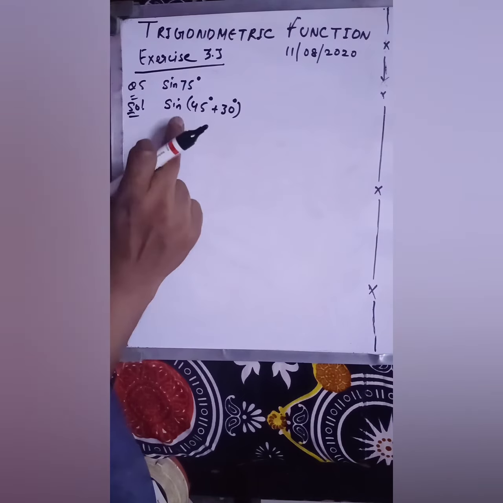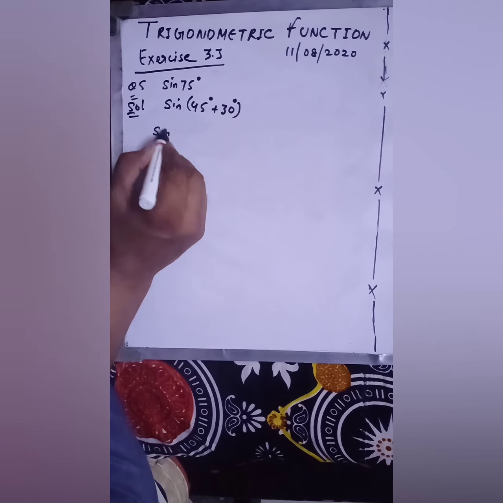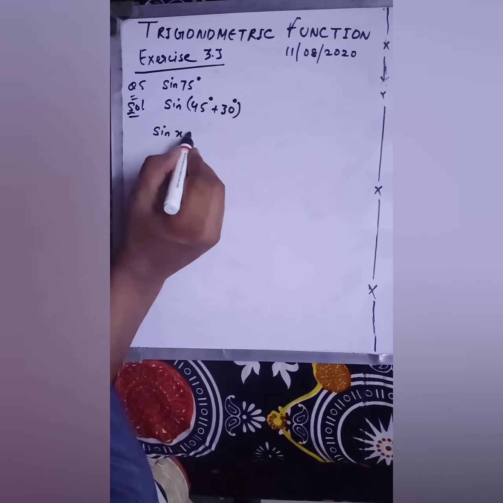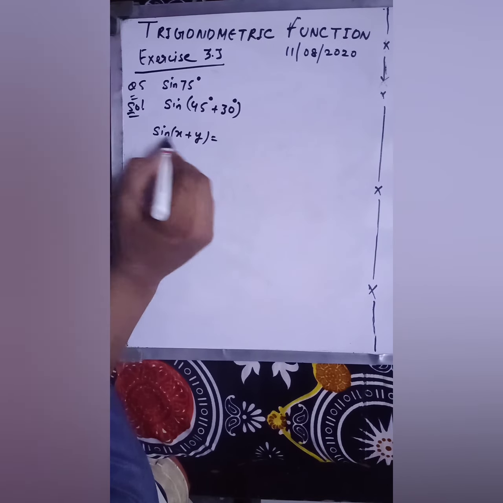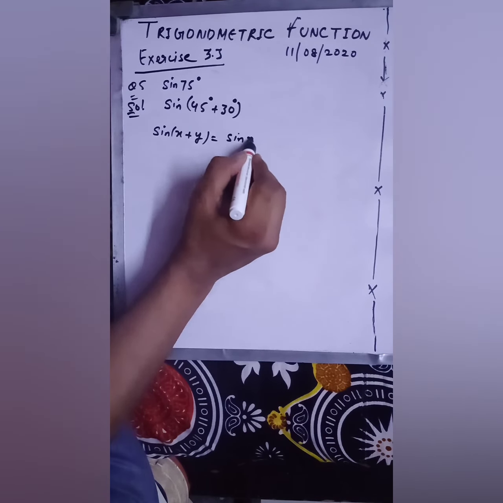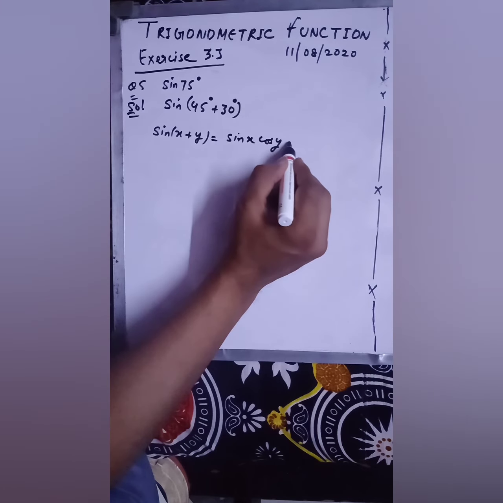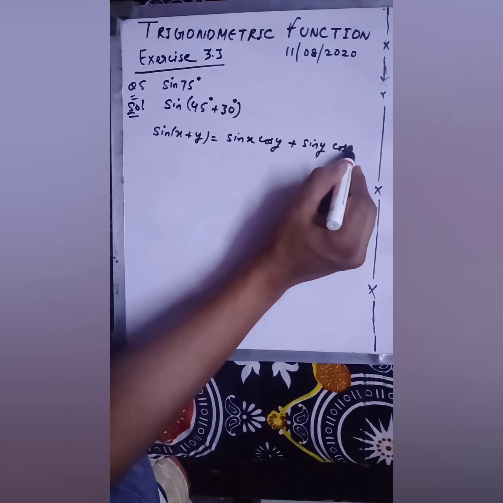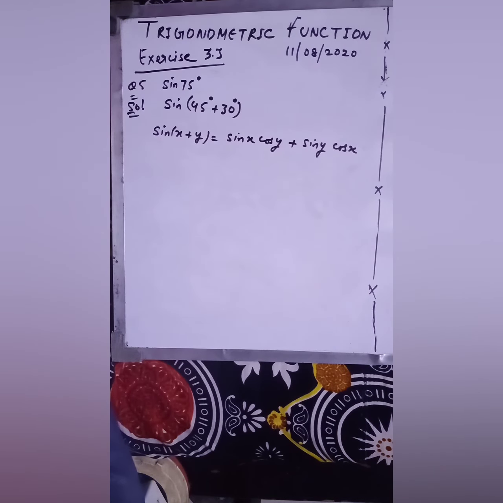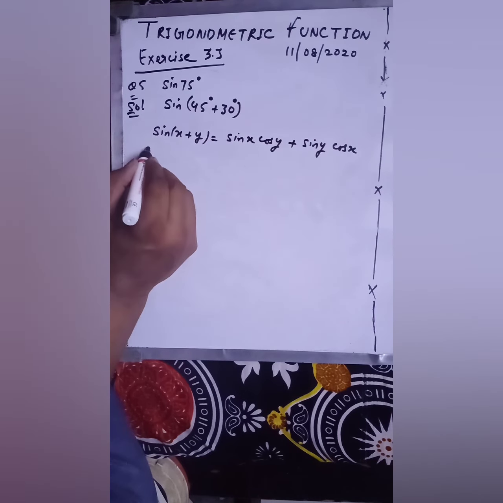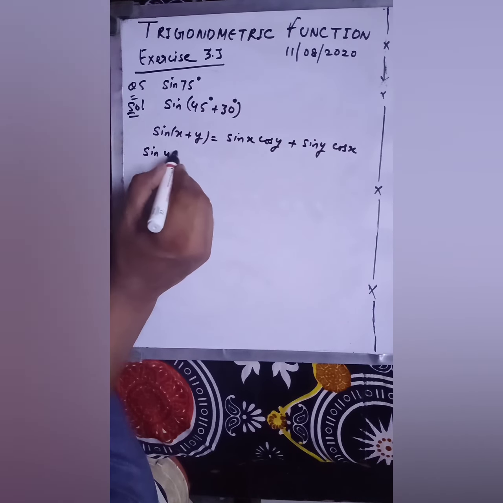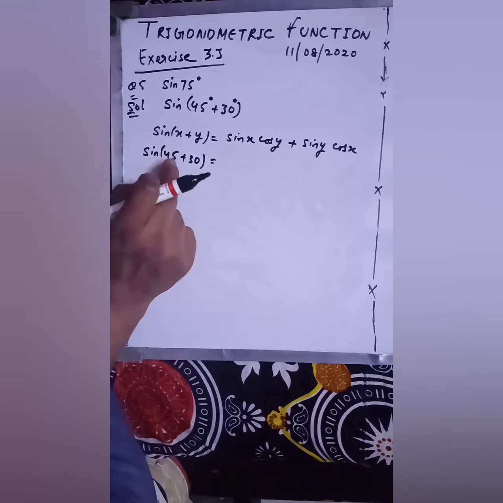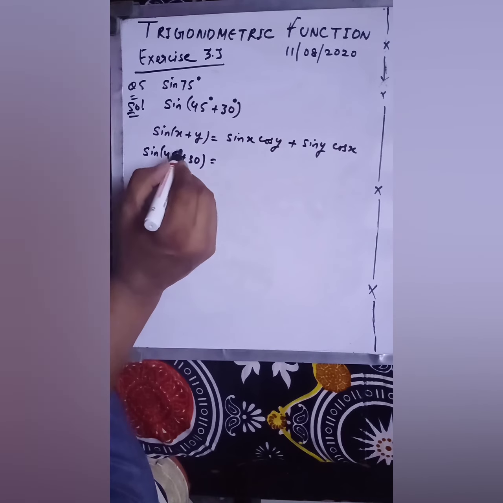As you know, there is a general formula for sine of x plus y. The formula is sine x cos y plus sine y cos x. This is the general formula which you have to apply here. So here, sine of 45 plus 30: your x is 45 degrees, and your y is 30 degrees.